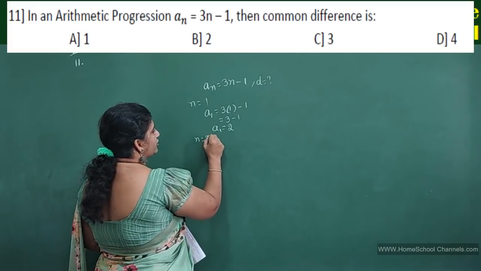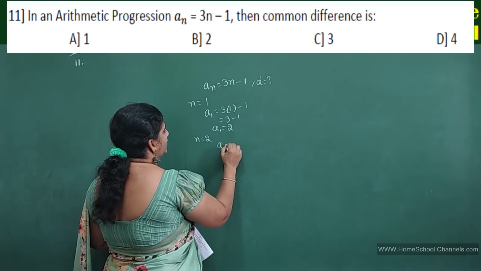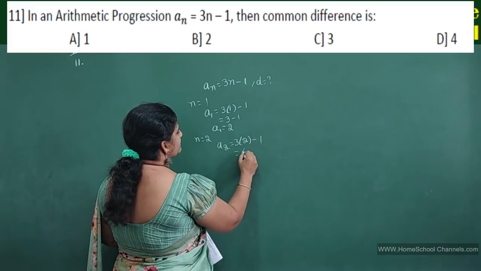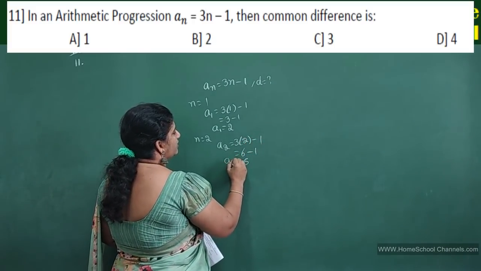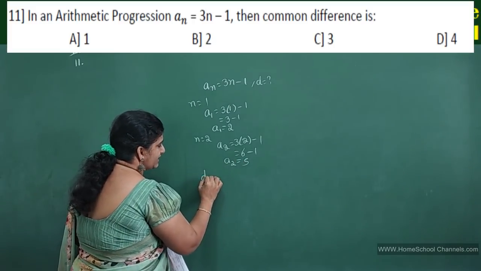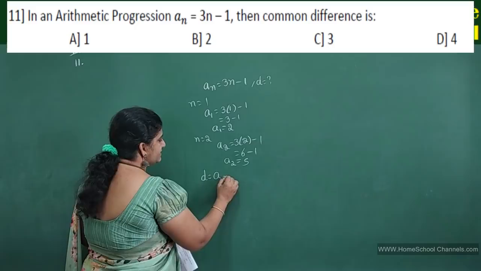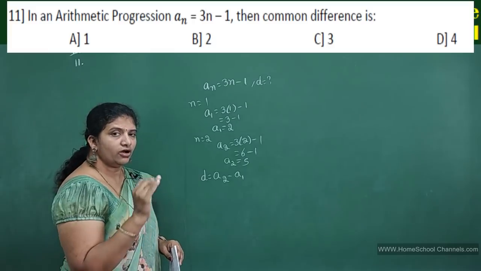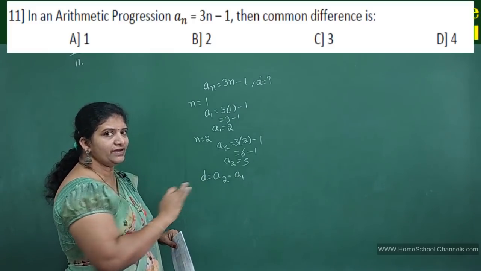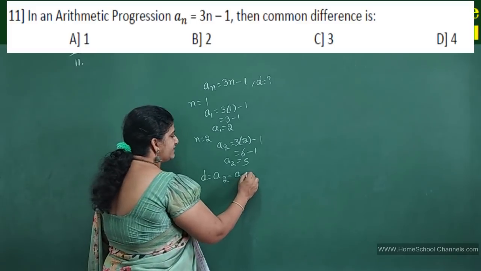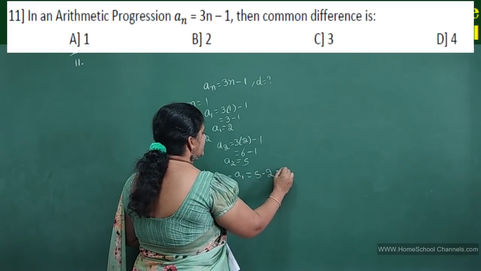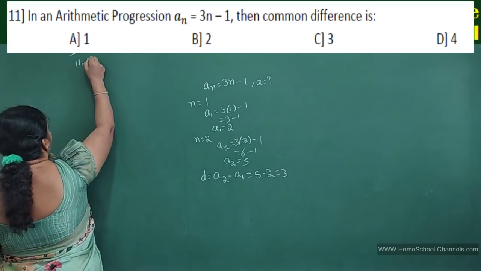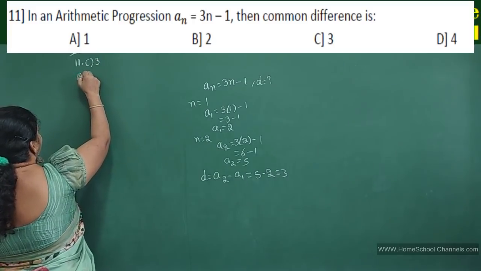Then substitute n is equal to 2 and find the second term. a2 is equal to 3 into 2 minus 1. 3 twos are 6, 6 minus 1 will be 5. Therefore, we know the first term and second term. Common difference is a2 minus a1. Don't do a1 minus a2. The common difference is the second term minus the first term. That will be 5 minus 2 is equal to 3, your answer. Check for the answer: option C. Option C, 3 is the right answer.